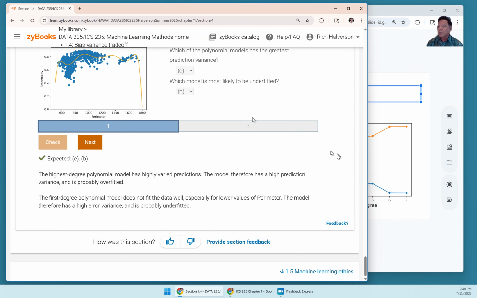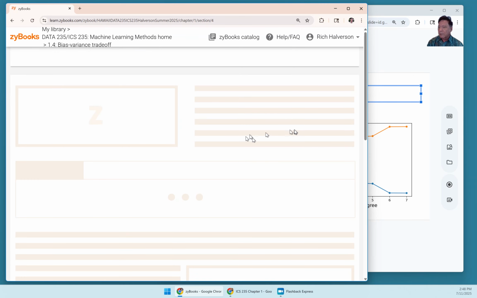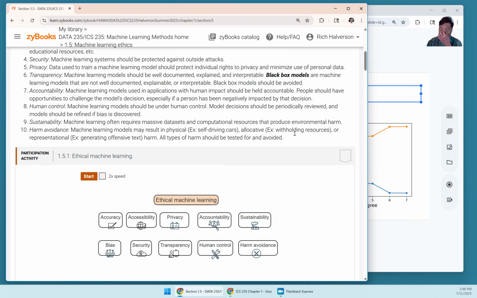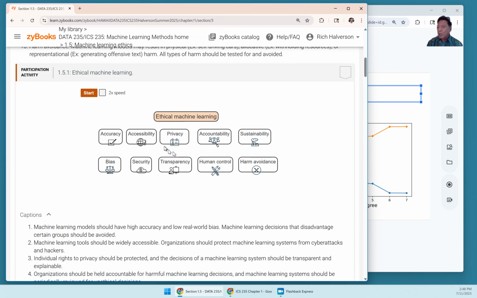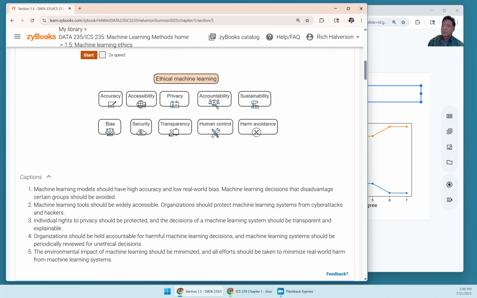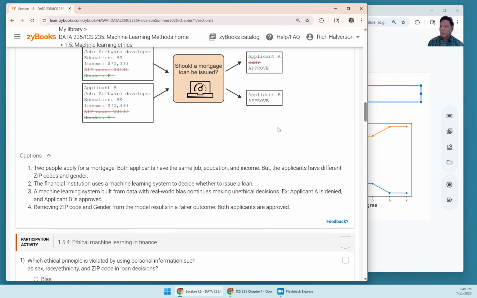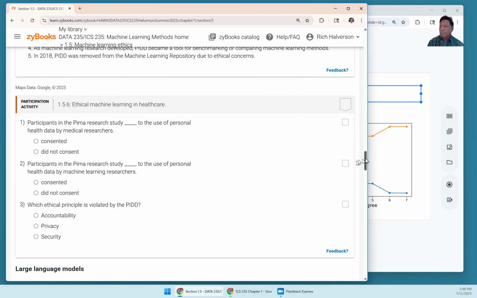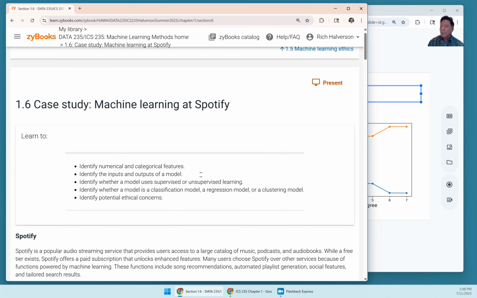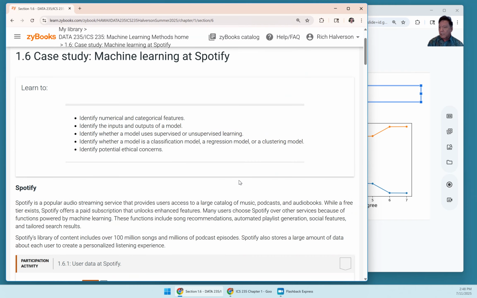Okay, so that's those concepts. This is machine learning ethics. You should read this so you understand what people are talking about. I mean, this is all common sense stuff, but you should learn the terminology. What does accountability mean? What does transparency mean, and so on? So that's what this teaches you. Okay, let's do this. This is a pretty good example. It really helps you understand the differences in these concepts.